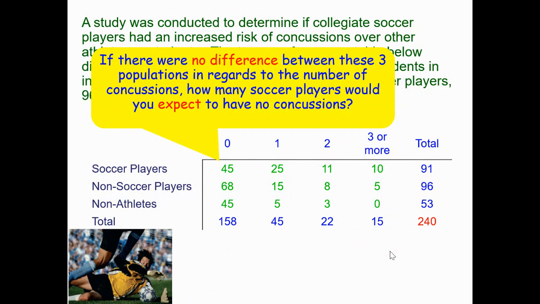So let's answer this first question. If there were no difference between these three populations, how many soccer players would you expect to have no concussions? How can I get the expected count for this cell right here? What could I do? Anyone have an idea?